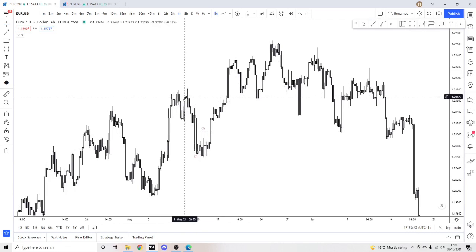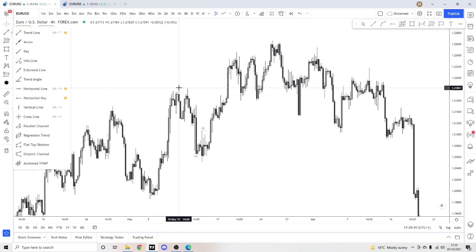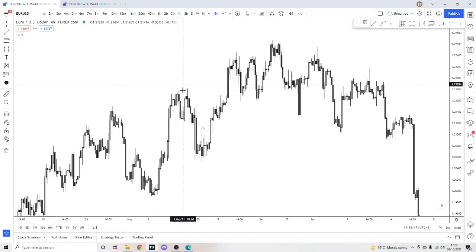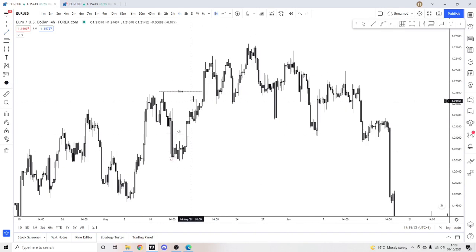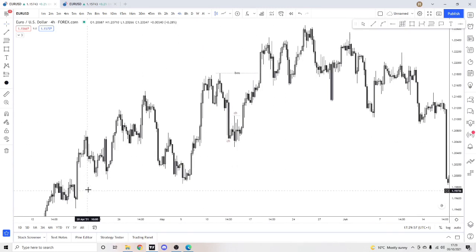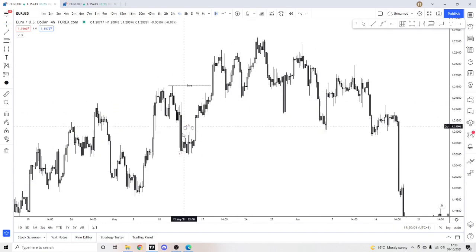This now becomes weak. This high here, this is the highest point. This is what we want to target. That becomes weak. And again, we're just following structure. We're following order flow.